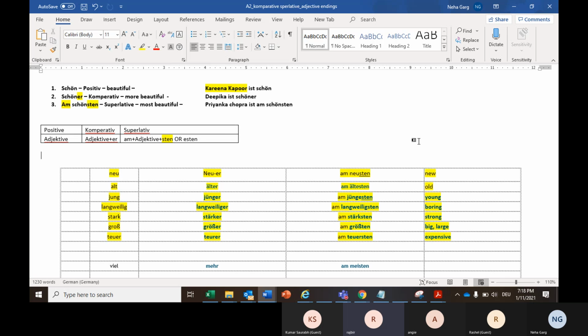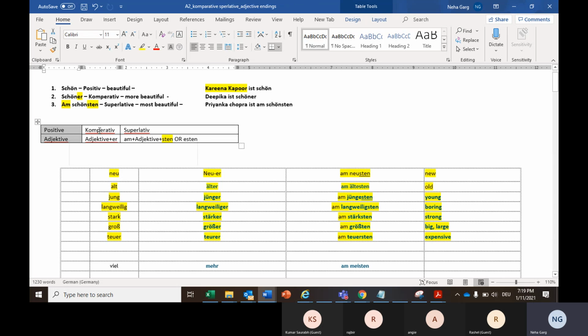So only three, or three into three, nine sentences we have to write? No, no, no. You just had to pick one word and then make sentences for that only, one for positive, one for comparative, and one for superlative. Like, the first sentence you have mentioned langweilig, so you have to make sentences for langweiliger and am langweiligsten.